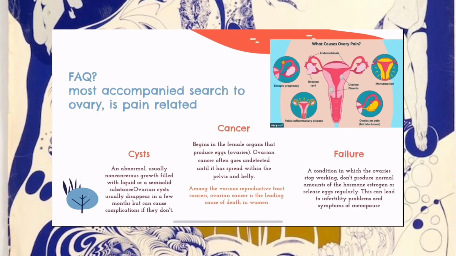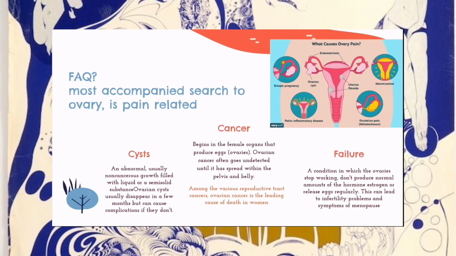Frequently asked questions. As I was looking this stuff up, the most accompanied search to ovary is pain-related. Ovarian cysts are an abnormal, usually non-cancerous growth filled with liquid or a semi-solid substance. Ovarian cysts usually disappear in a few months, but can cause complications if they don't. Ovarian cancer begins in the female organs that produce eggs, the ovaries. Ovarian cancer often goes undetected until it has spread within the pelvis and the belly. Among the various reproductive tract cancers, ovarian cancer is the leading cause of death in women.